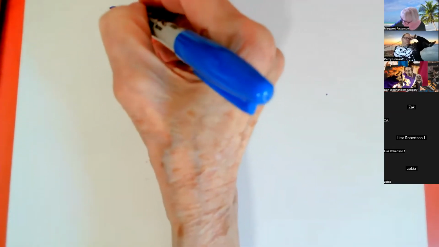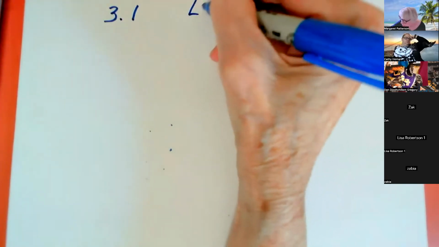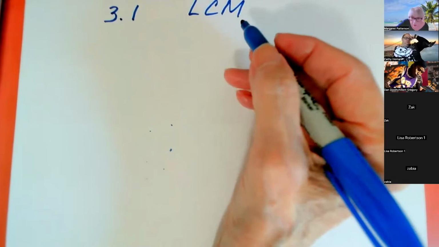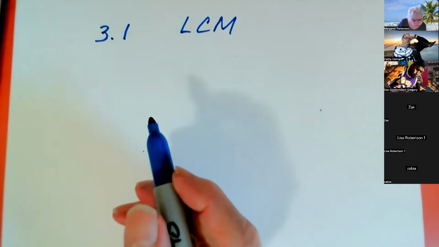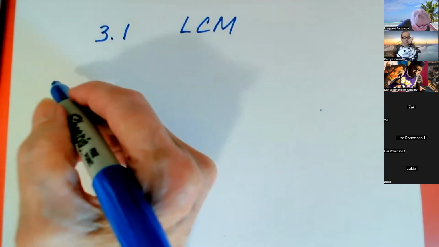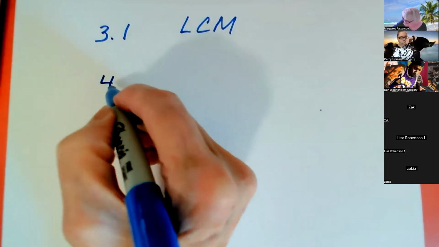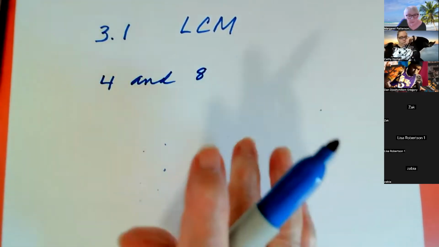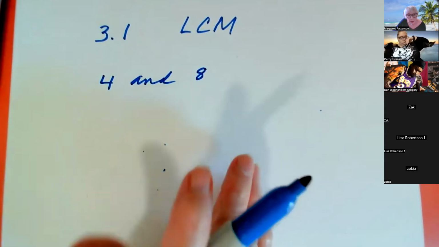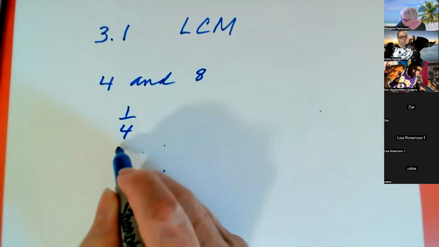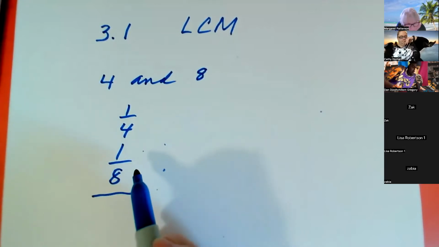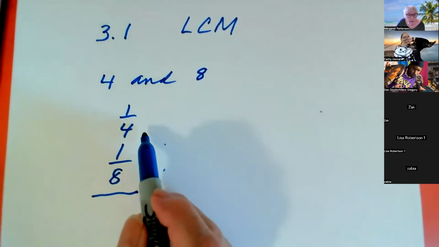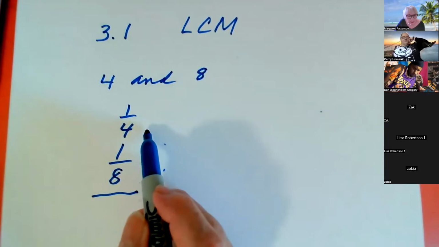So the first thing, this is 3.1, and they're asking you to find the lowest common multiple of certain numbers. Now, remember, it's the same as the least common denominator. And so if they have numbers like 4 and 8, it's as if you had a problem where you're adding 1/4 and 1/8, and they're looking for the common denominator. Well, what would it be?